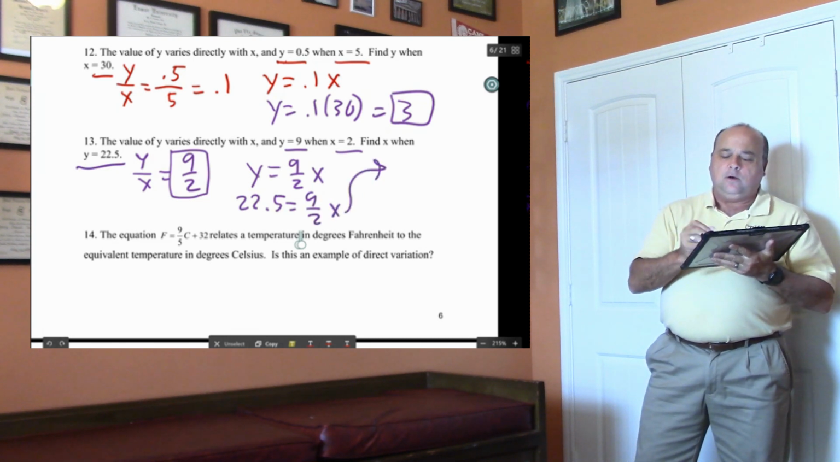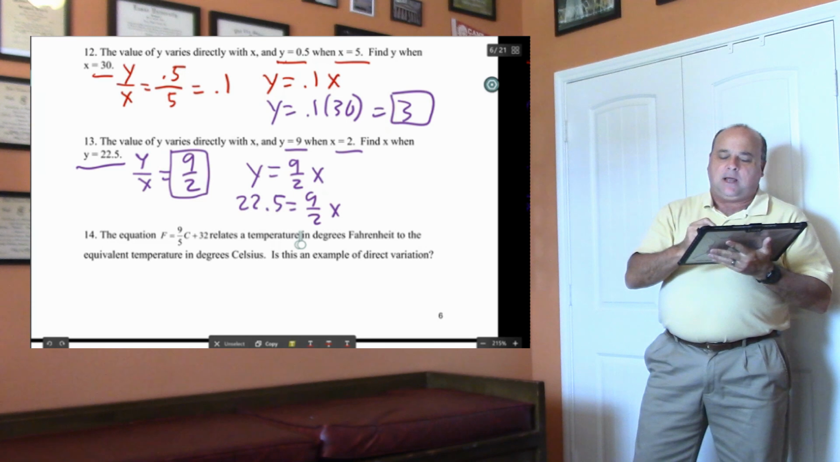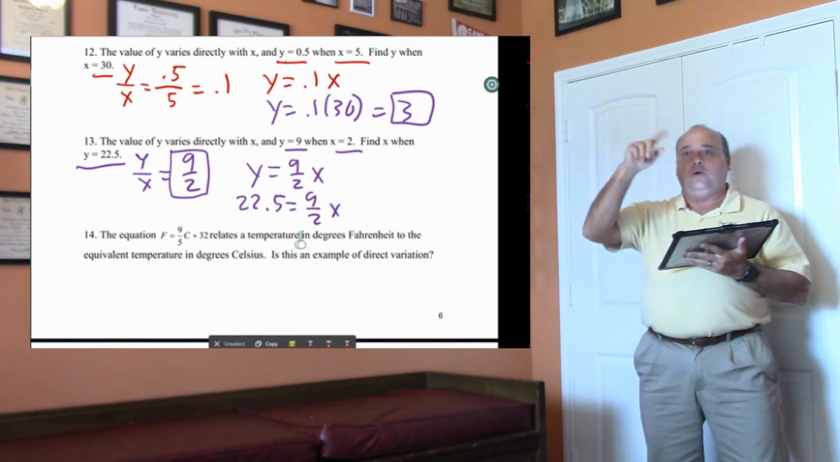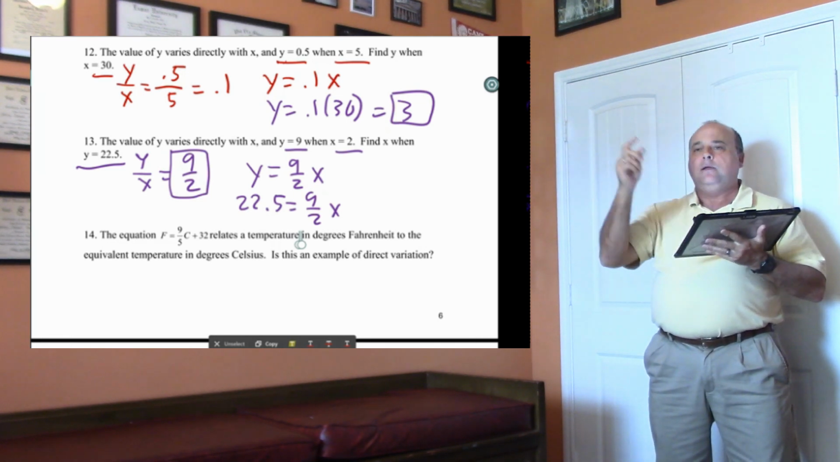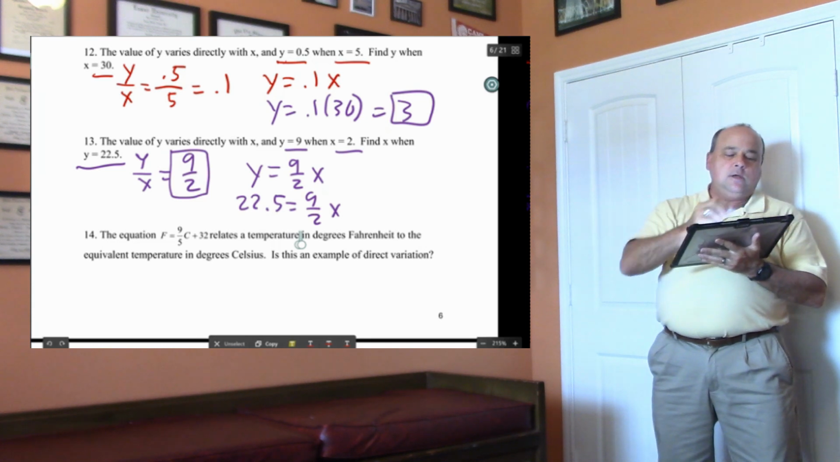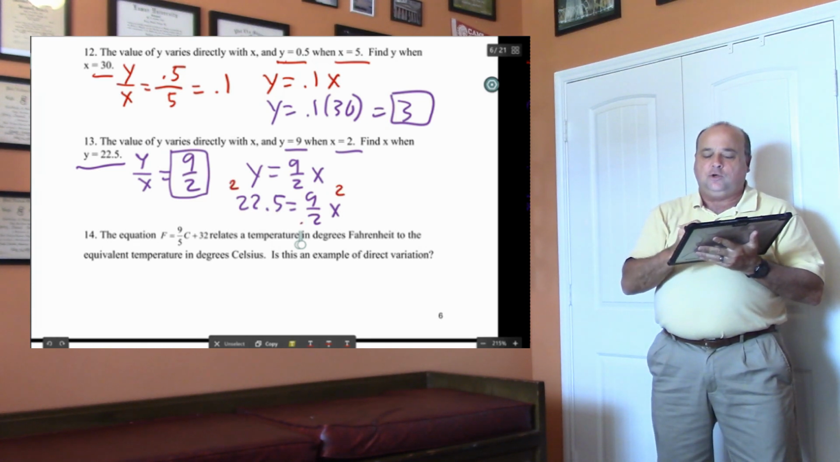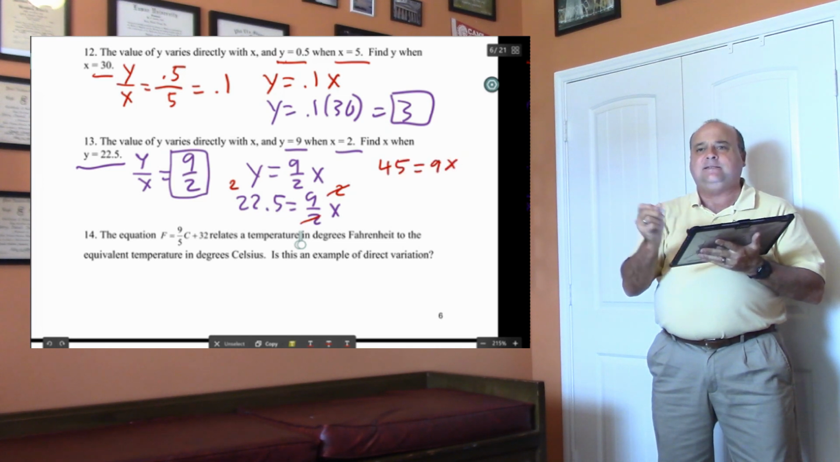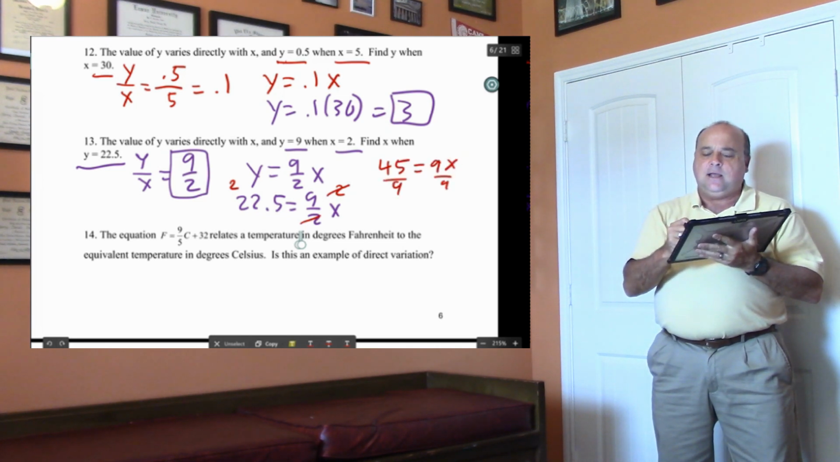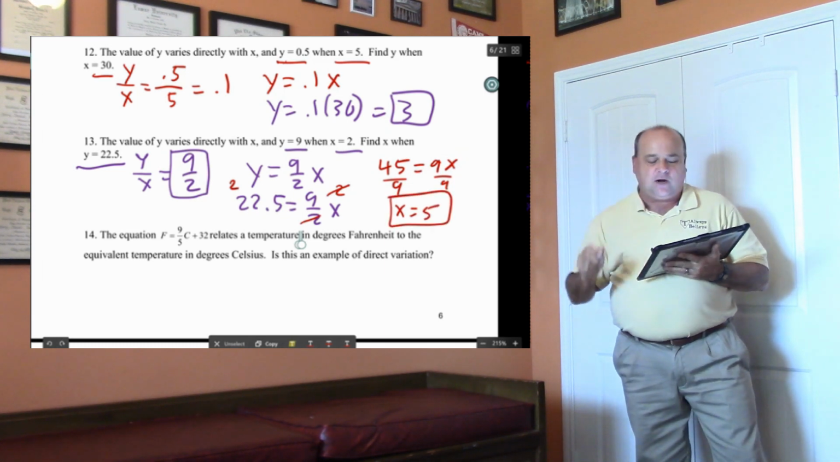I'm going to go up here, and basically I would multiply by the reciprocal, right? Or I can multiply by 2 and divide by 9. I'm going to do it the way I've been teaching. So I'm going to multiply both sides by 2. These will cancel out. I'll have 45 equals 9x, and then I'll divide by 9, and I'll end up with 5, won't I? That's kind of tricky because of the way the fraction is.